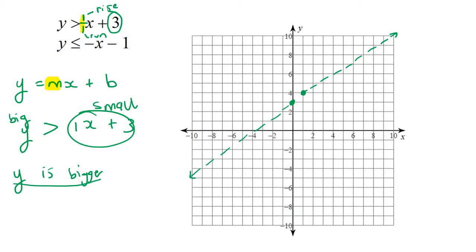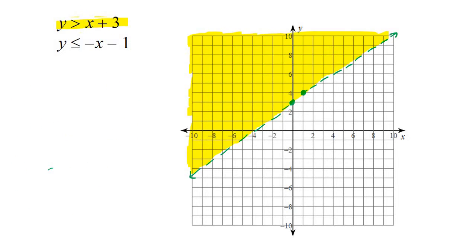So when it says Y is bigger, I want you to shade above. If it said Y is smaller, then you would shade below. So we're going to shade above. Okay, so I'm going to use a highlighter just to shade all of this. So now that that is complete, now we are going to draw our second line.